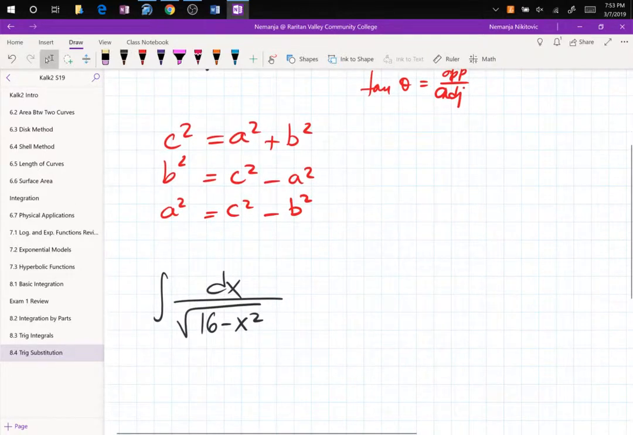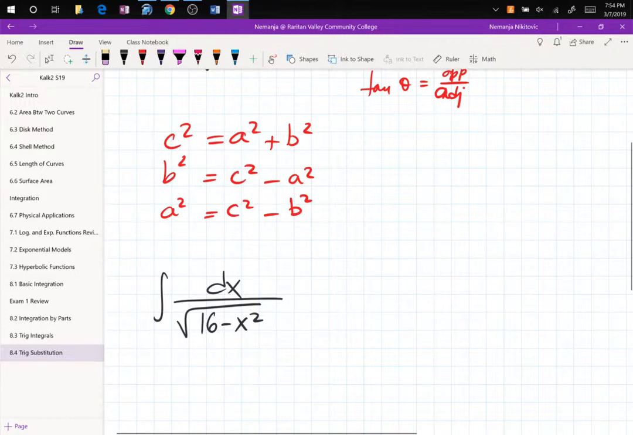Now, if you look at the methods that you know so far, clearly not basic. Can you do u-sub? Basic u-sub? And the answer is no, because you are missing an x over here. In order to do the basic u-sub, you have to take the derivative of x squared, which will be 2x on top. You don't have the x on top, so you can't do it. By parts, and so nothing works.